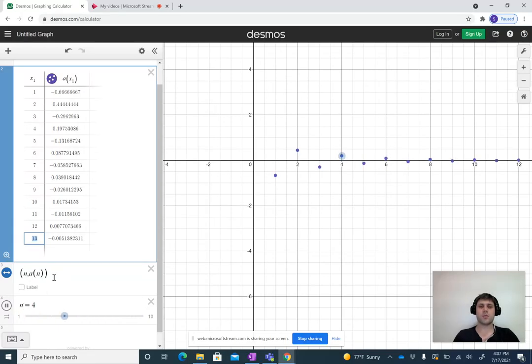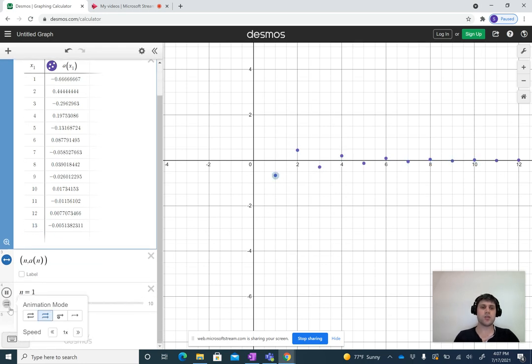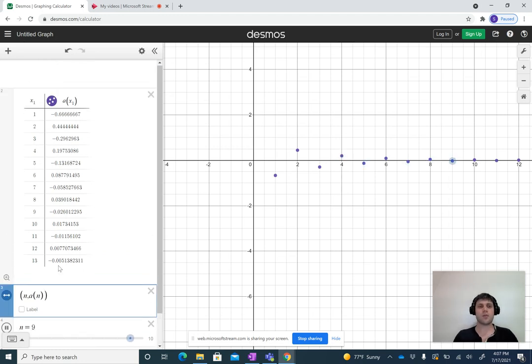And I wrote it in terms of n. This makes this point move between all the different points, as you can see here. Click on this to change the way the animation goes, if you want to keep all the start to the left and go forward or not. And so that's helpful in terms of using Desmos.